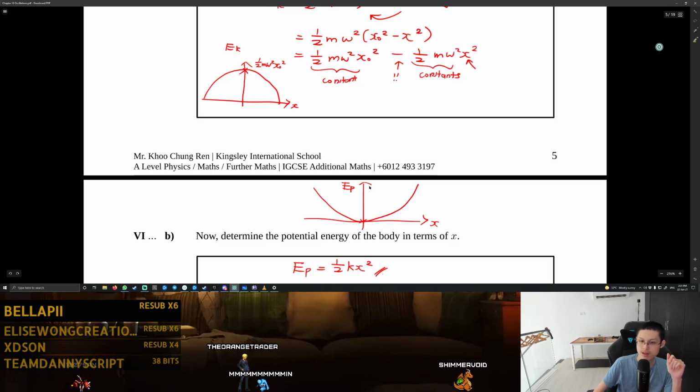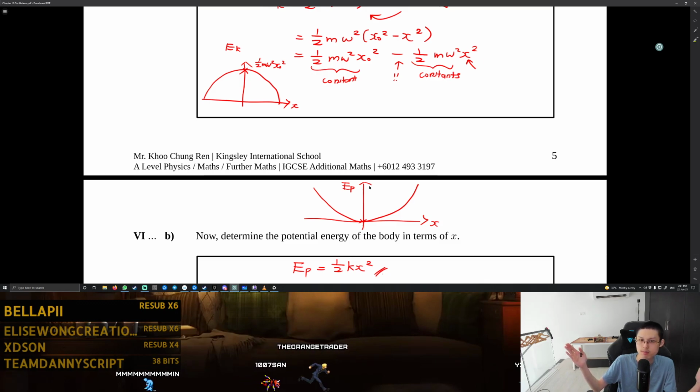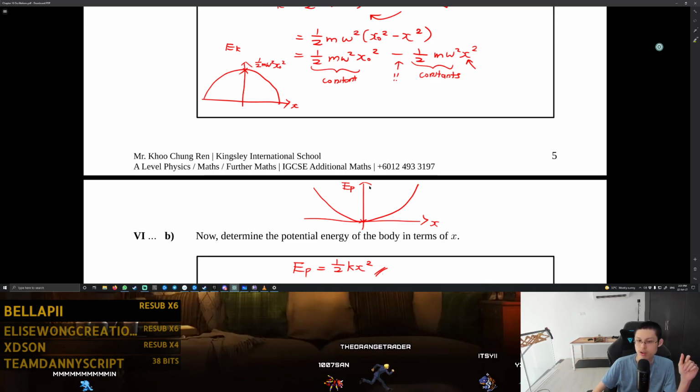Okay, so when your x is 0, that means it is not extended. The elastic potential energy should also be 0 because you're not extending it. But when you extend it, the elastic potential energy increases to some maximum amount when your x is x0.